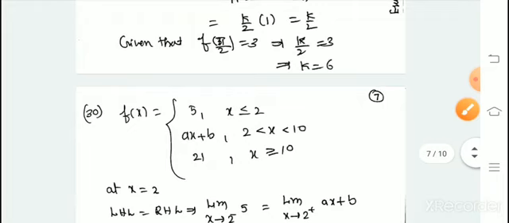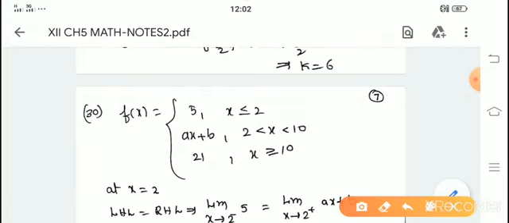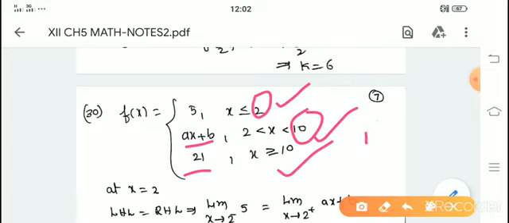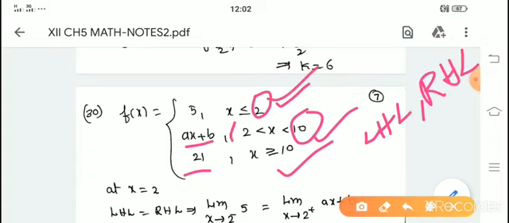30th question, very important. f of x is equal to 5 when x is less than or equal to 2, ax plus b when x is between 2 and 10, and 21 when x is more than or equal to 10. That means at x equal to 2 and 10 you have to find out LHL and RHL. At these two points you will have to take the relations of LHL and RHL. At x equal to 2, left hand limit equals right hand limit. At x equal to 10, left hand limit is equal to right hand limit.